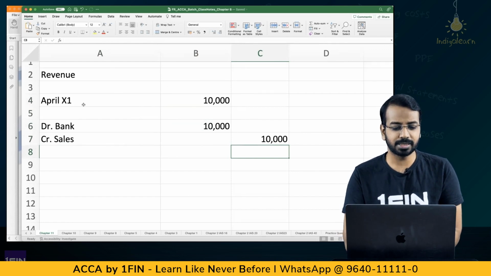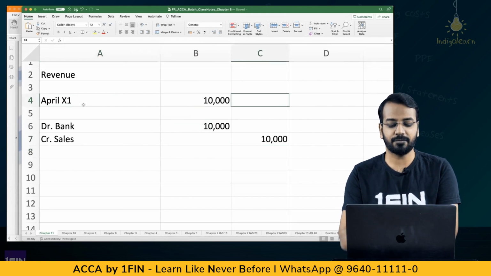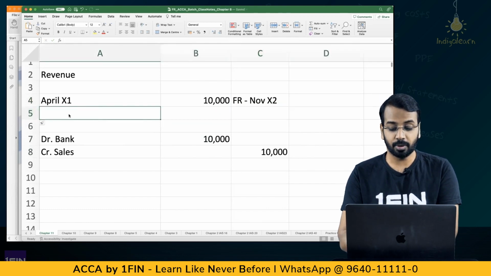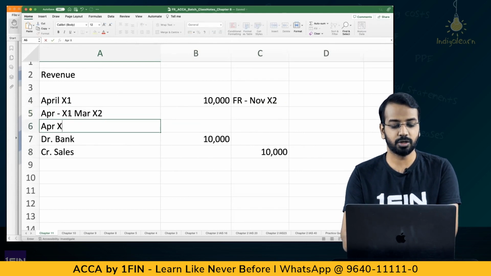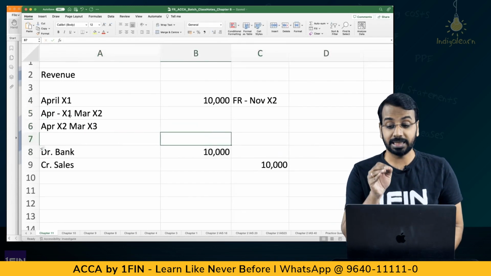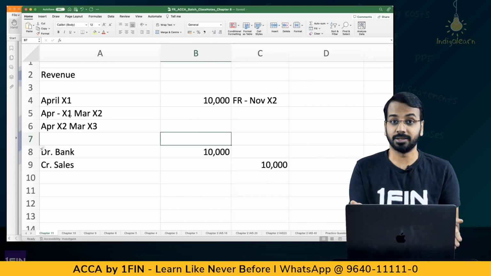Now, let me add some more information to this. Say, for example, this student who purchased on April 1 purchased FR classes which are valid up to November of year 2. Means what? We are talking about April of year 1 to March of year 2. This is one financial year. April of year 2 to March of year 3 is the second financial year. Now, a student has paid me an amount of 10,000 to access the classes over 2 financial years.